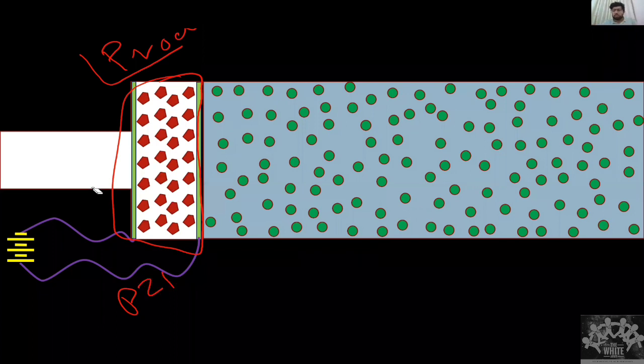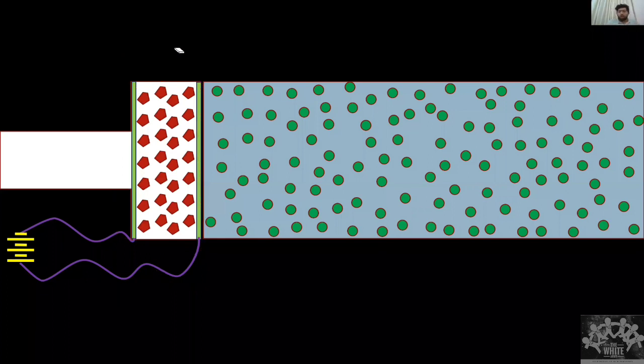Now, what is a transducer? Transducer, by definition, means any instrument which converts one form of energy into another form of energy. That's it. Now, what does this transducer do? This will convert electrical energy into sound energy. And it also has the property of converting the sound energy back into electrical energy.